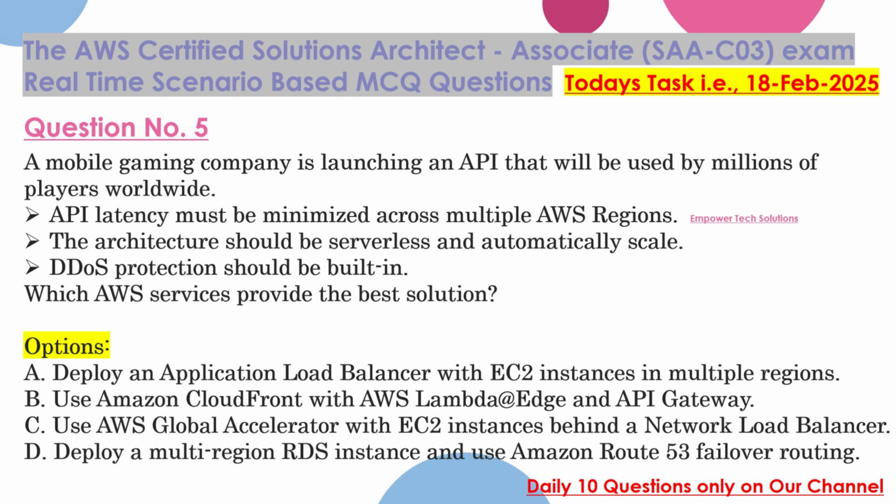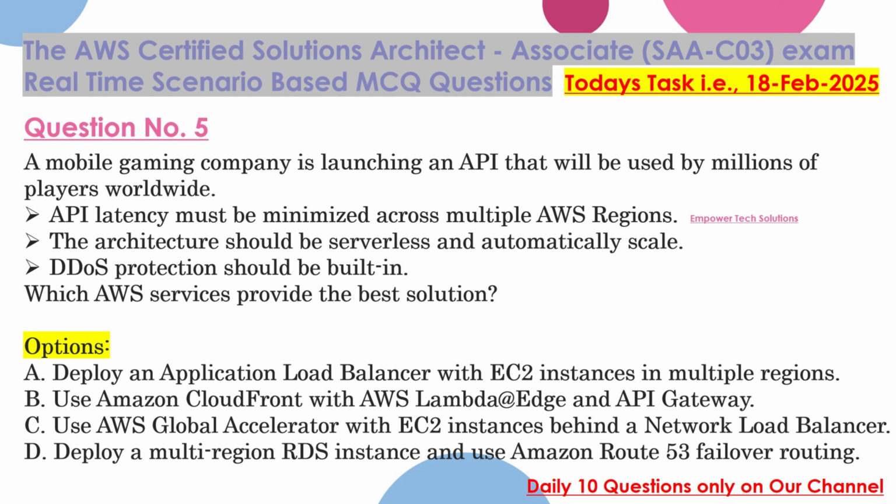Question 5. A mobile gaming company is launching an API that will be used by millions of players worldwide. API latency must be minimized across multiple AWS regions. The architecture should be serverless and automatically scale. DDoS protection should be built in. Which AWS services provide the best solution?